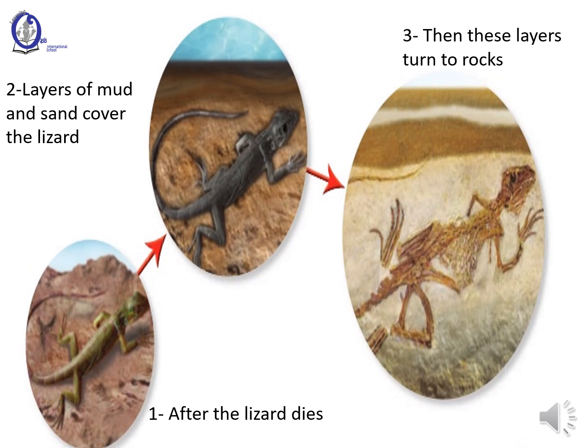So, how the fossil formed. Number 1, the animal, or our example here, the lizard, will die. Number 2, it will be covered by many layers of mud and sand. Number 3, after many years, these layers will turn to be a rock.